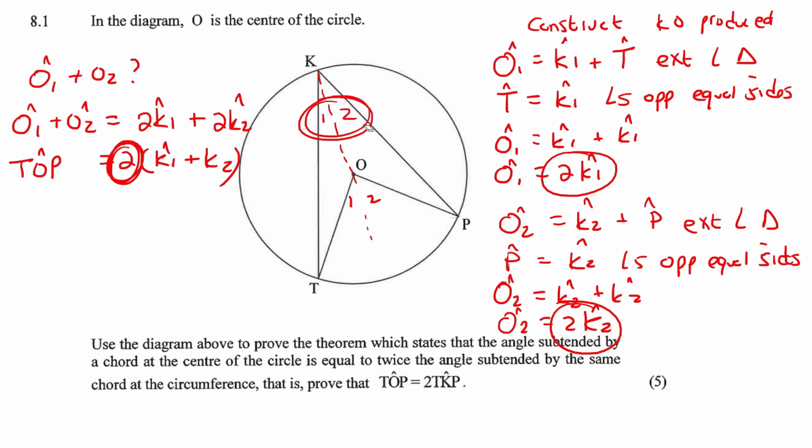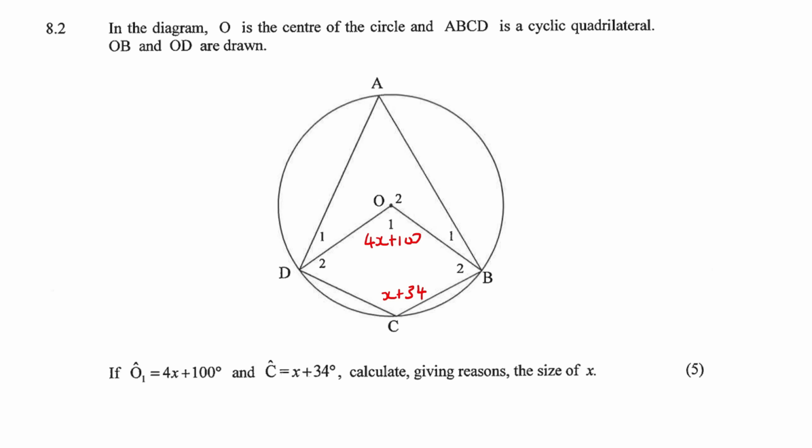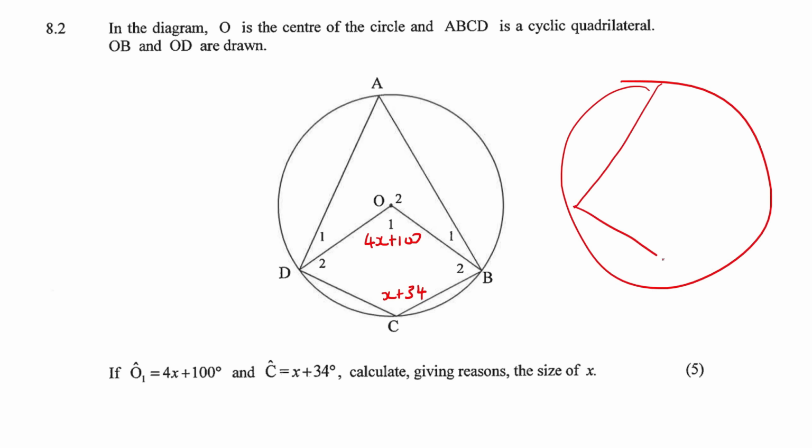In the diagram, O is the center of the circle, and ABCD is a cyclic quad. It touches all 4 sides of a circle, so it has to be a cyclic quad. OB and OD are drawn. If O1 is equal to 4x plus 100, and angle C is x plus 34, calculate, giving reasons, the size of x. When they give you a question like this, it's going to have a diamond kind of shape, and they typically give you something in the center.